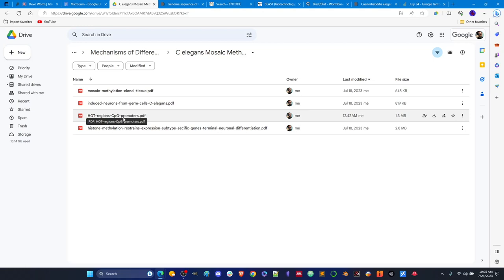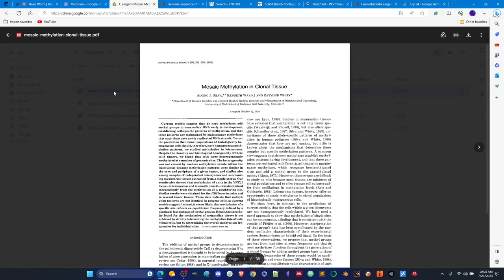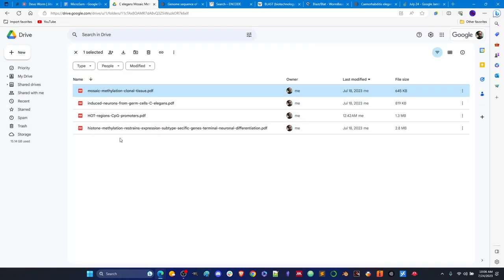But apparently there's also a mosaic form of methylation. Originally they didn't think that C. elegans had methylation. They thought it was restricted to mammalian cells. But what they found is that in mammalian cells you have this global regulation, and in C. elegans you have this mosaic regulation.